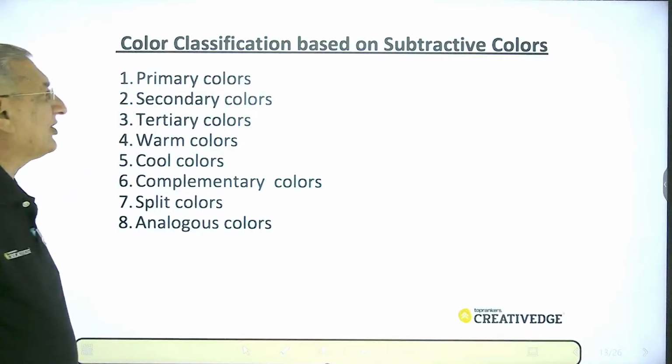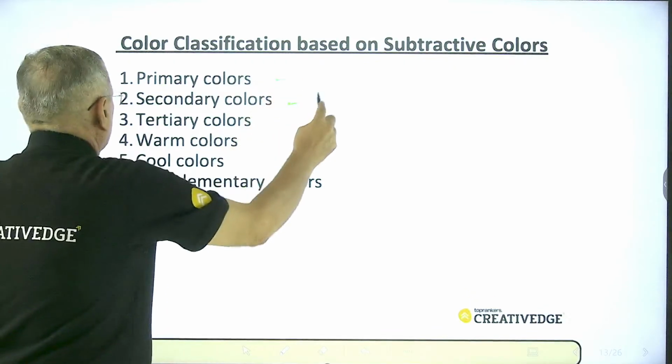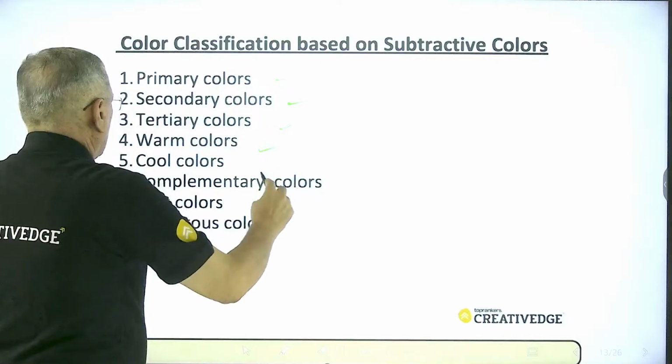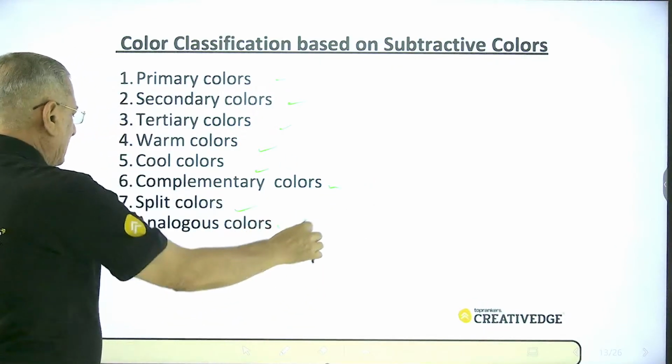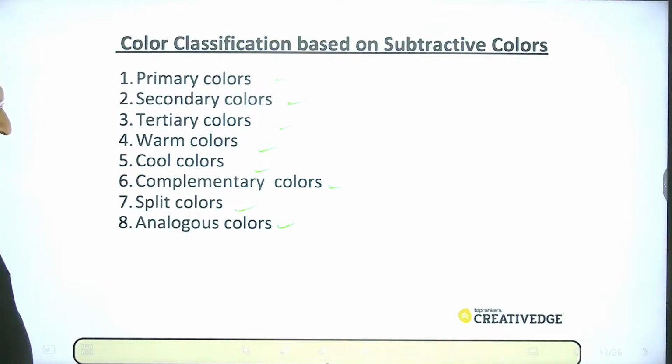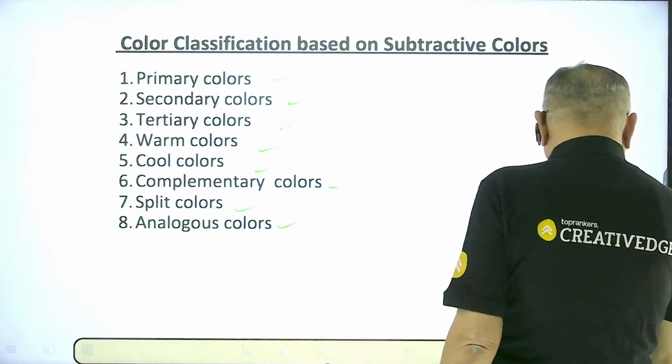Color classification based on subtractive color, that means the pigment colors. They are the primary color, secondary color, tertiary color, warm color, cool color, complementary color, split color, analogous colors. There may be a few more, to understand the colors.